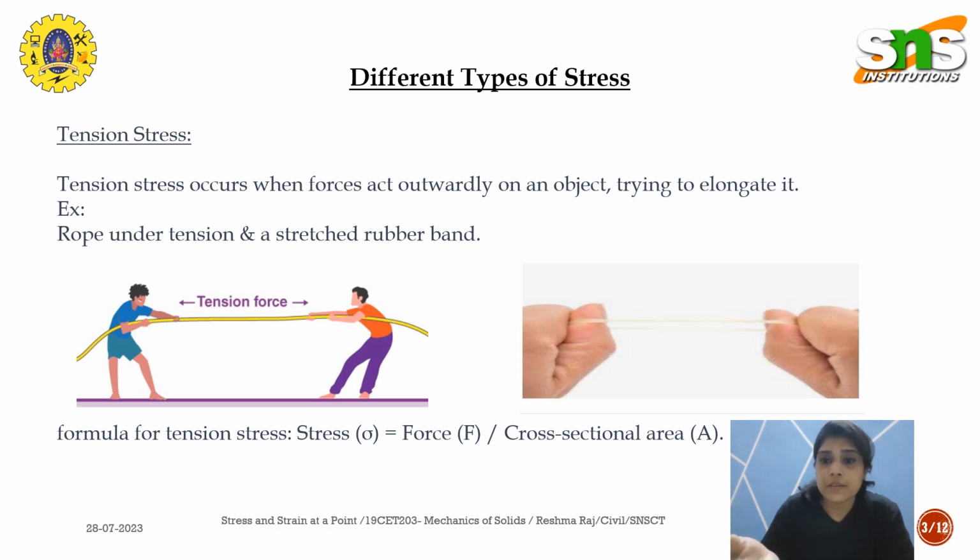For example, a rope under tension. A rope being pulled by two persons in opposite directions is also known as tension stress. Normally the formula of stress is the acting force divided by the cross-sectional area of the material. So tension stress is the force acting divided by the cross-sectional area.